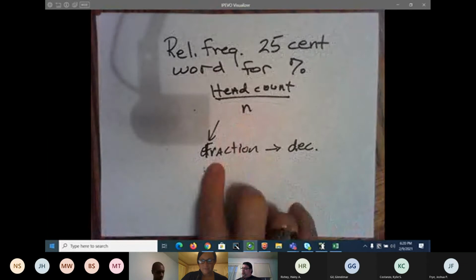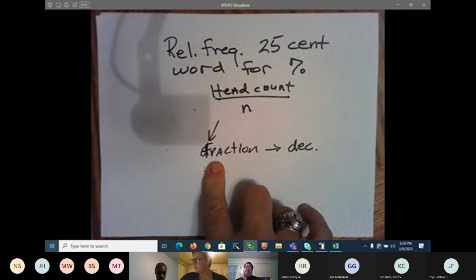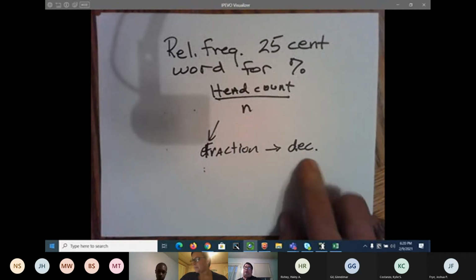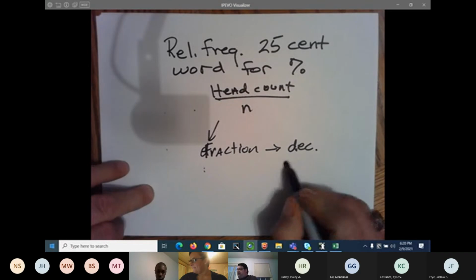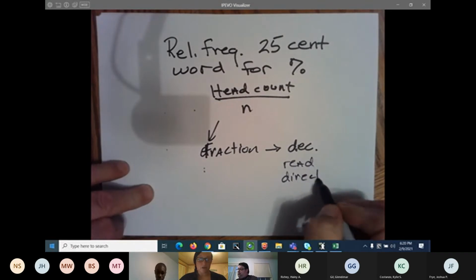That head count over N will give you a fraction. But you need to turn it into a decimal and read the directions. Remember that. That's when they say rounded to the nearest third or whatnot.